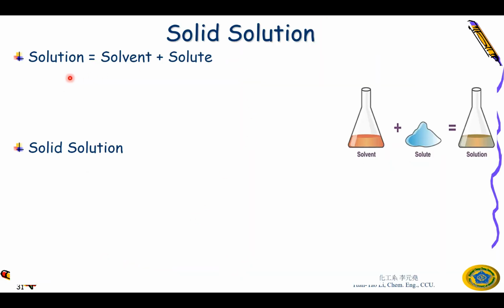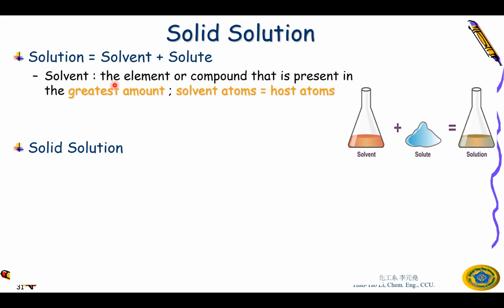As we know, a solution involves a solvent and a solute, right? So you have solvent and you have solute, and you put solute into solvent, that will become a solution, right? The solvent is the element or compound that is present in the greatest amount, okay? So the greatest amount is called solvent. And for a solid material, the solvent atoms are equal to its host atoms.